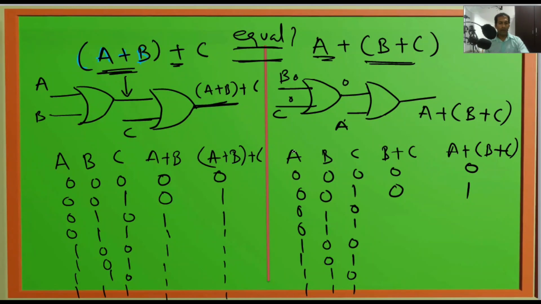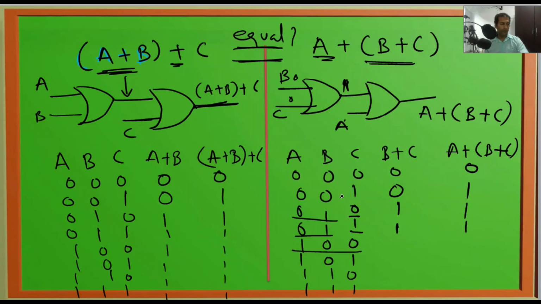Next we'll give 0, 1. Output will be 1. Here will be 1. C is 0. Output will be 1. Then again we will give 0, 1, 1. So if we give 0, 1, here output will be 1. And A is also 1. 1, 1 will be equal to 1.